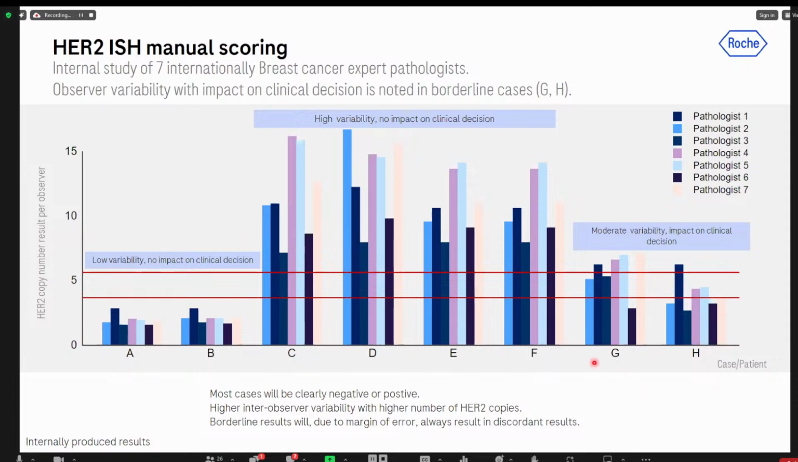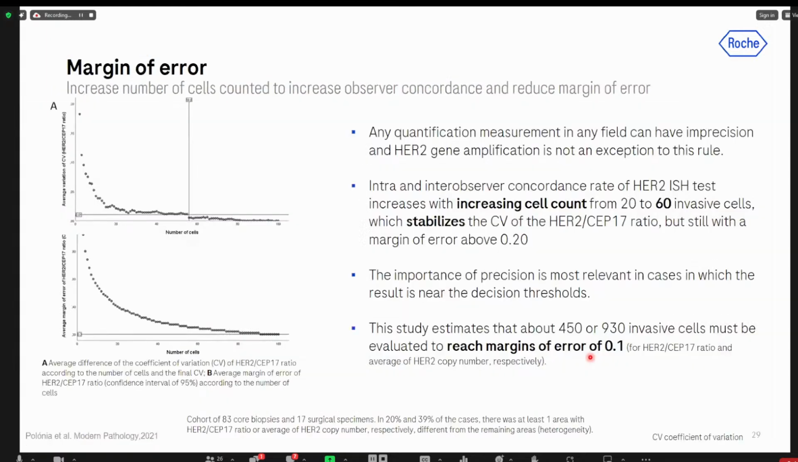And that's why I think it's so important that we not just trust how experienced I am or how experienced my colleague is, but we really try to build the data that we base that information on by just increasing the number of cells. That's the most mathematical and statistically secure way to do that. And here's a study showing that if we count more cells, then we reduce this margin of error that is applicable to any field that uses quantification.